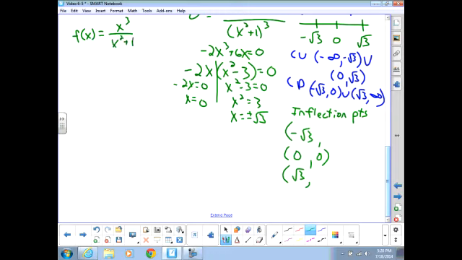Let's work with the positive square root of 3 first. That might be a little bit easier. That'll be square root of 3 to the third over square root of 3 squared plus 1. Well, on the bottom, that'll just be 3 plus 1, which is 4. And square root of 3 cubed is like saying square root of 3 squared times another square root of 3. So that'll be 3 square root of 3 over 4. Now, the only difference with the negative is the numerator will be negative in the other one, so that will just be a negative 3 square root of 3 over 4.